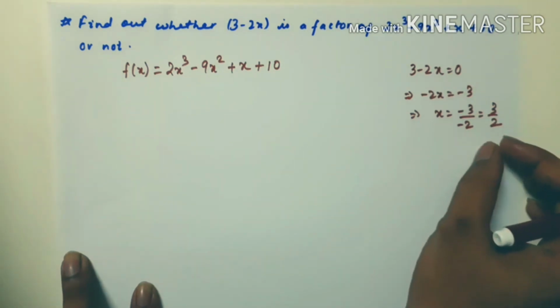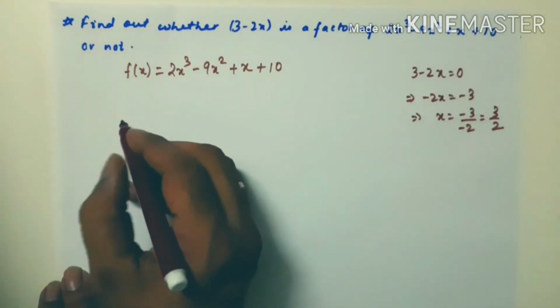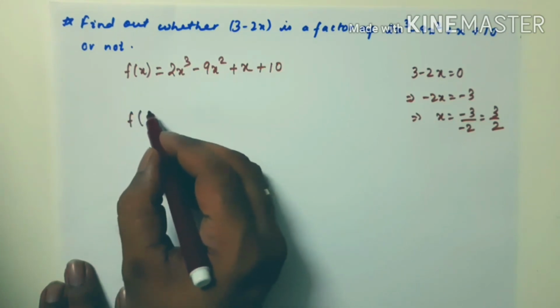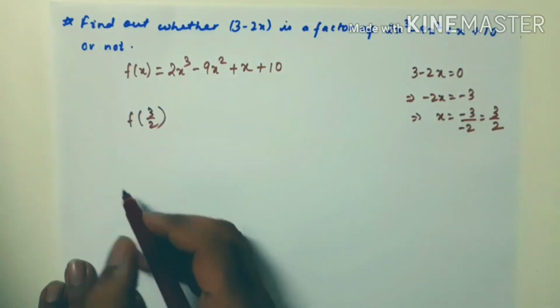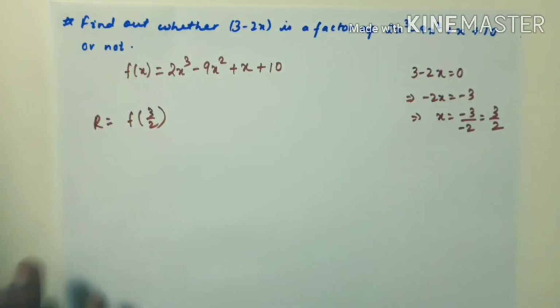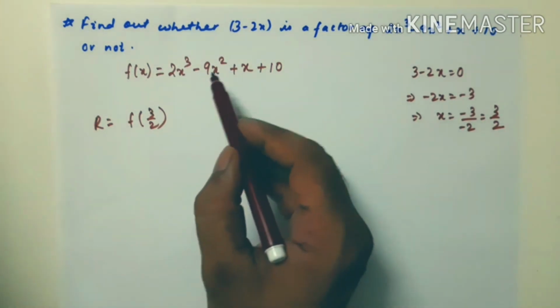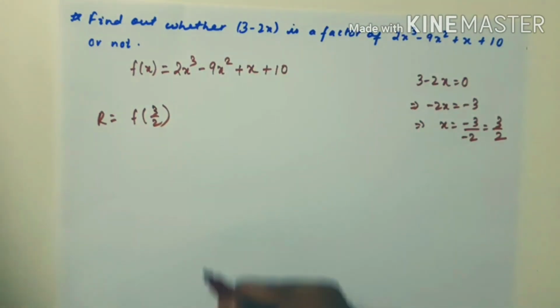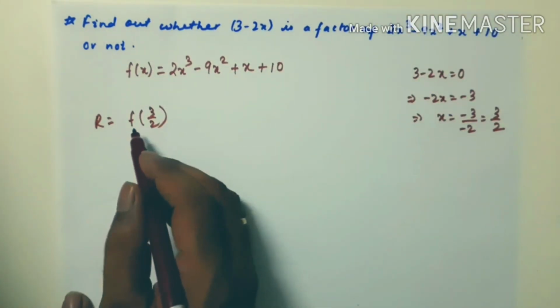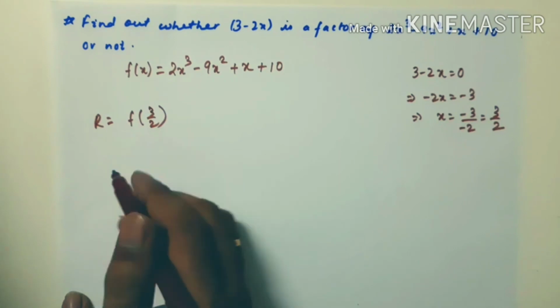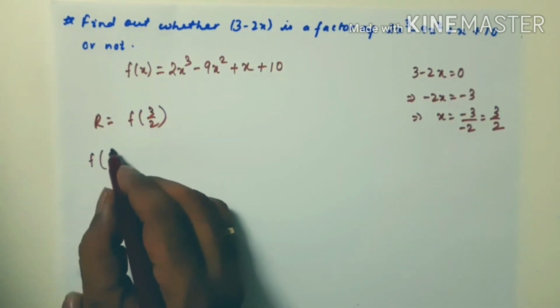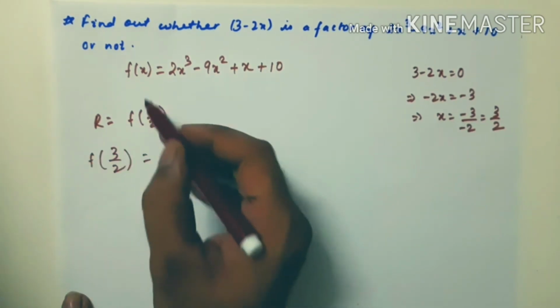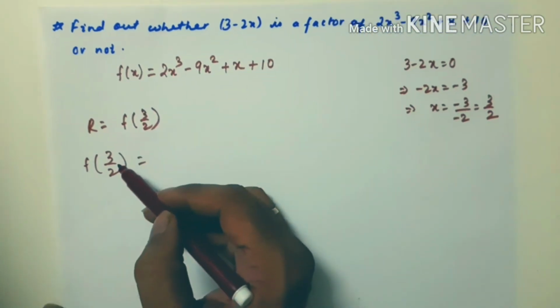So this value we will put it here. That means this is the remainder. By the remainder theorem we know it. So when we divide f of x by 3 minus 2x, the remainder is f of 3 by 2. Here you have to just check whether it comes 0 or not. So we will find out f of 3 by 2. That means wherever x is there, we have to replace it by 3 by 2.